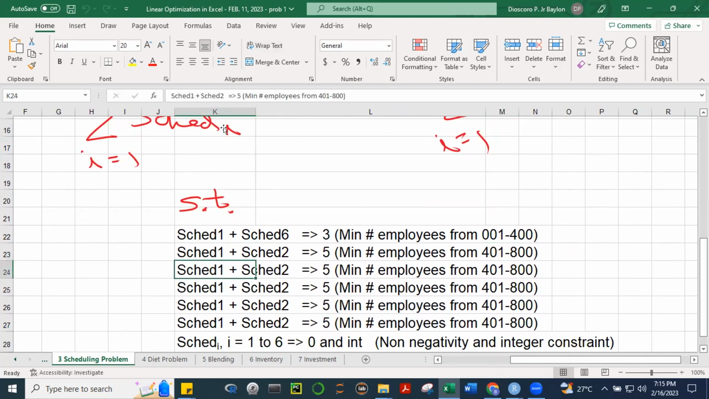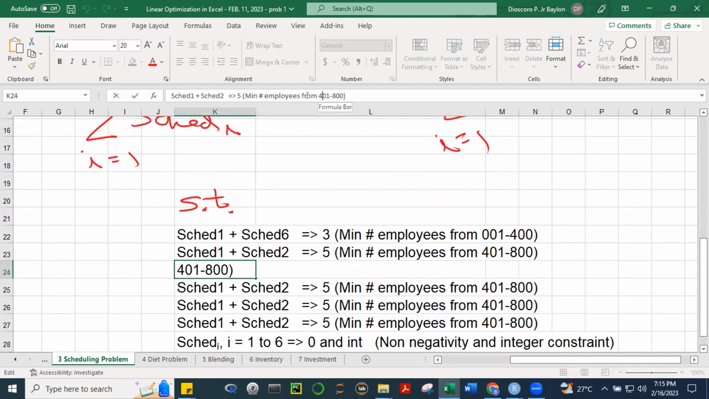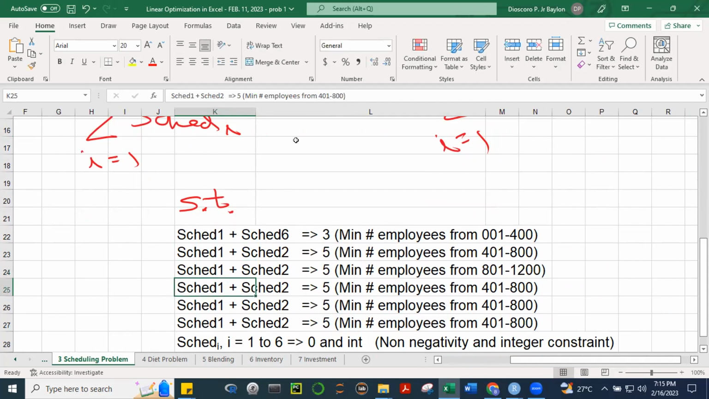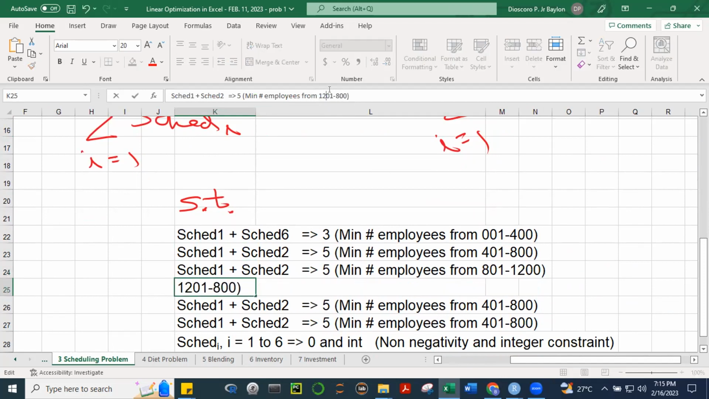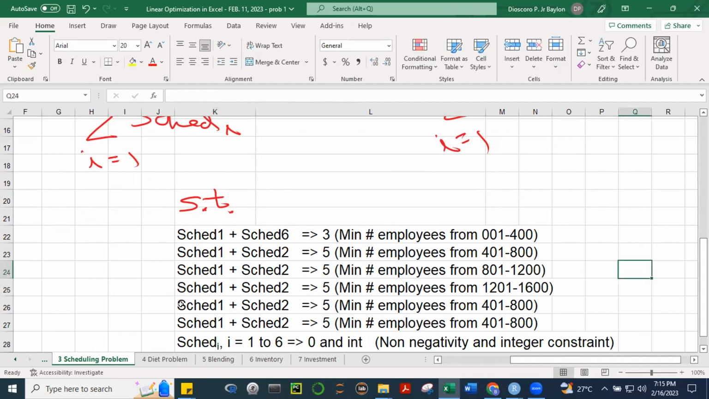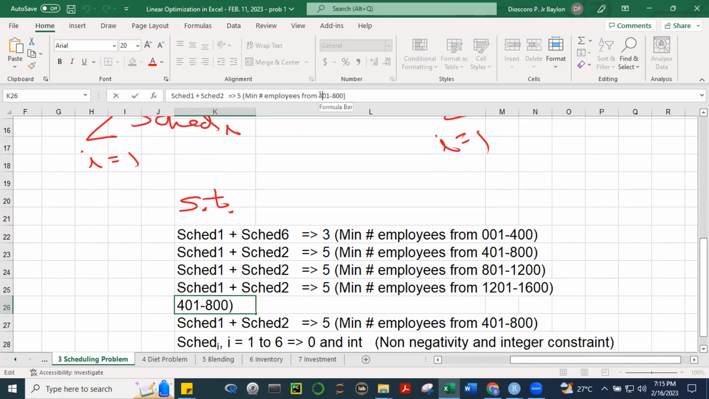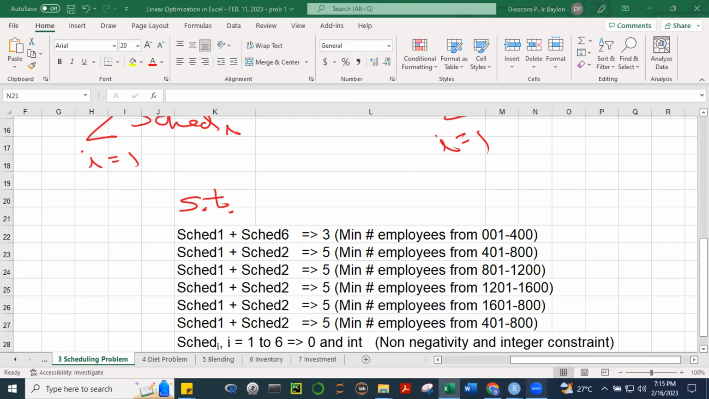I told you to change this, so let me just do that. 8 to 12. And then this one should be 1201 to 16. Okay, and this one will be.